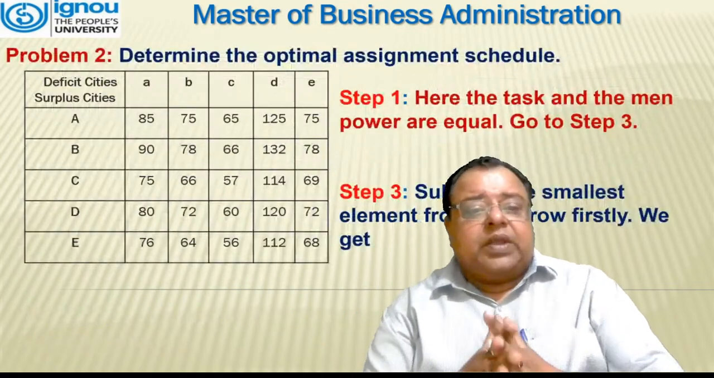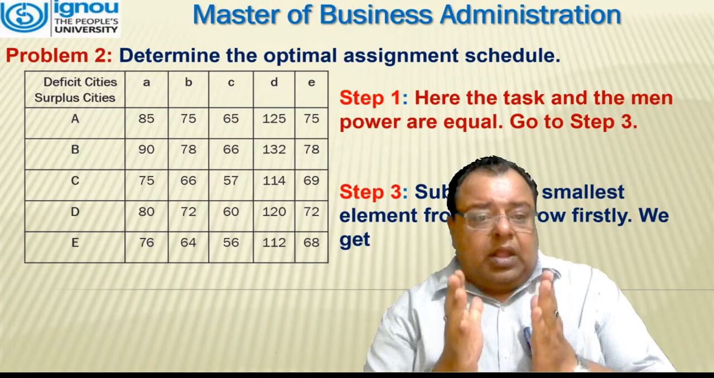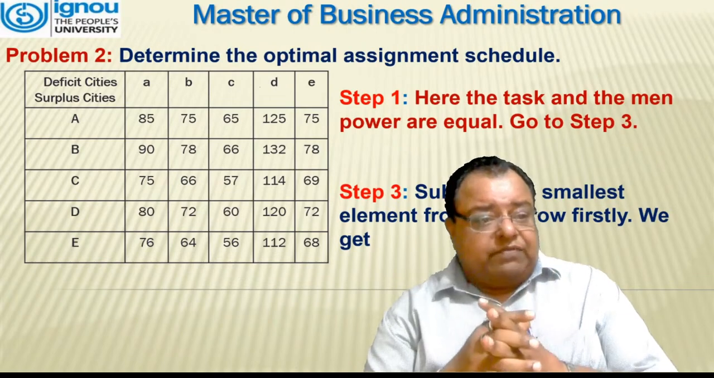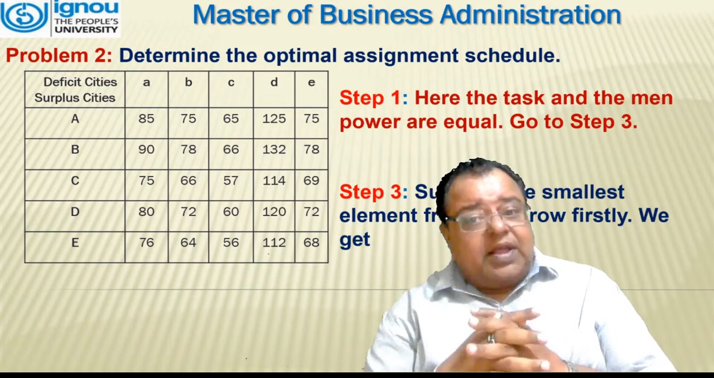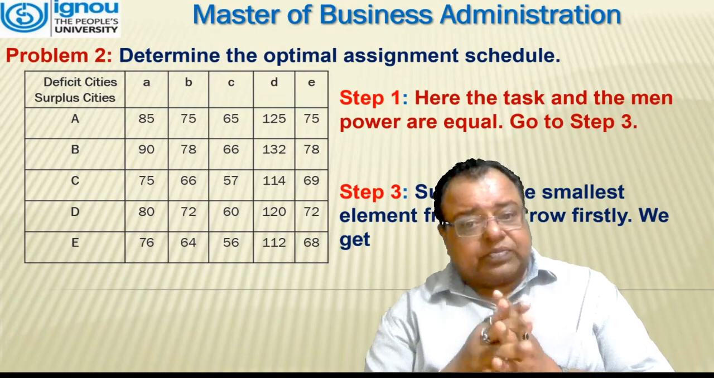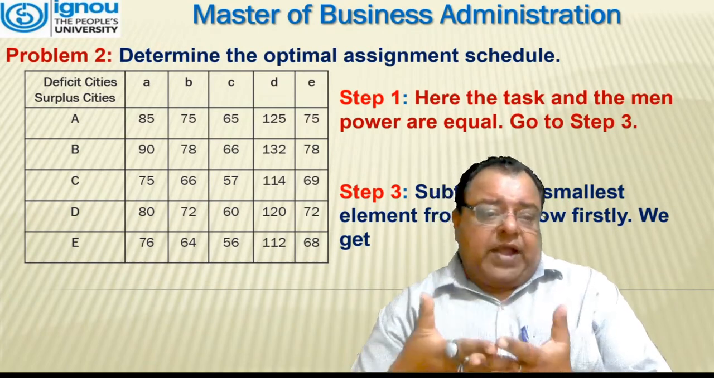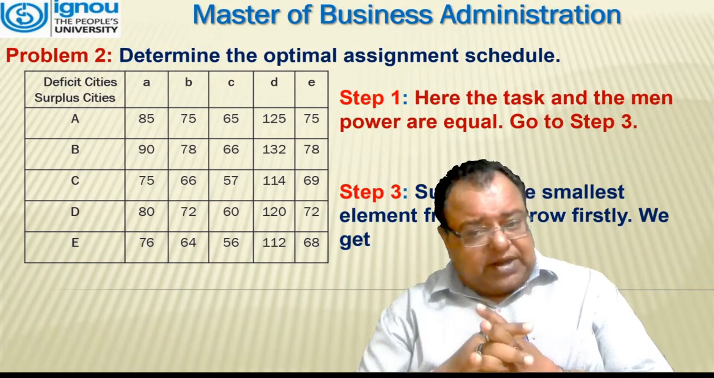Now, here, again, a problem is given to us. There are 5 different cities and 5 surplus cities. We have to find an optimum assignment schedule. With 5 different cities and 5 surplus, we can say that this is the balanced condition.